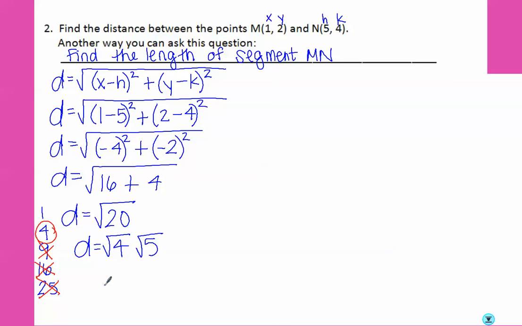Then we're going to simplify one last time. The distance equals the square root of 4, which is equal to 2. The square root of 5 is a decimal, so I'm going to leave it in simplest form as the square root of 5. So our final answer is that the distance is 2 square roots of 5.